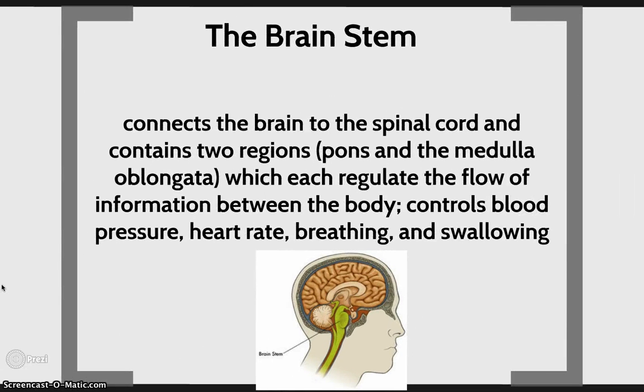The brain stem connects the brain to the spinal cord and contains two regions, pons and the medulla oblongata, which regulate the flow of information between the body. This controls the blood pressure, heart rate, breathing, and swallowing.